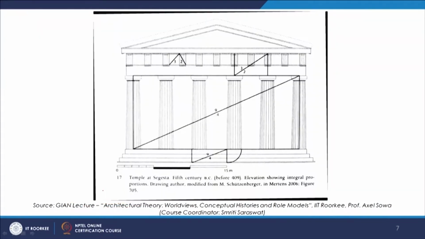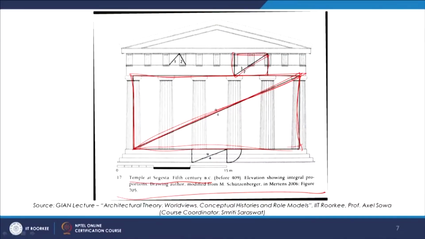For example, here if we see this building, the temple at Segesta, it's a 5th century BC building. Here we see how there is this system of Pythagorean triangles that helps achieve the proportions, and this is how the geometry is achieved and then it is translated into the making of this interior architecture. We see it here. So this entire example over here, again there is a system of working which is involved.